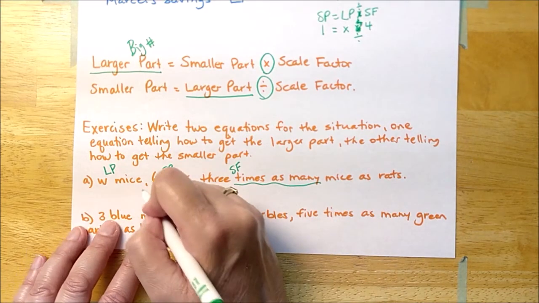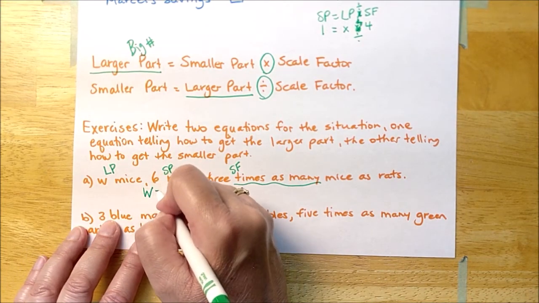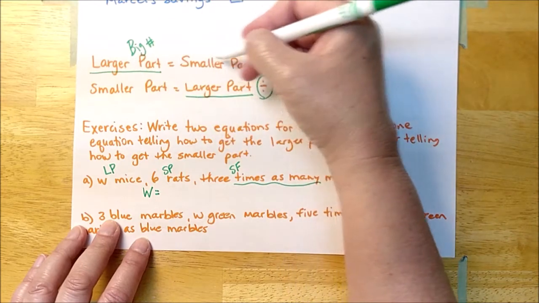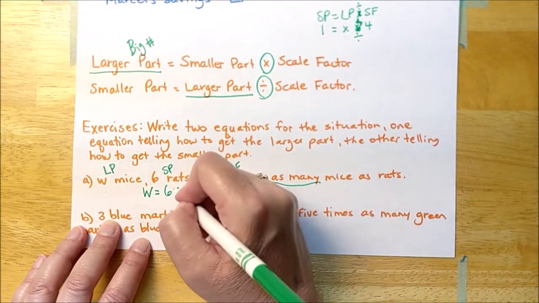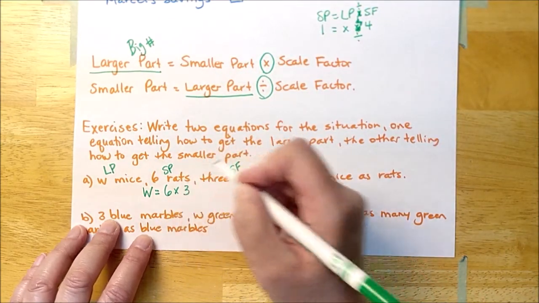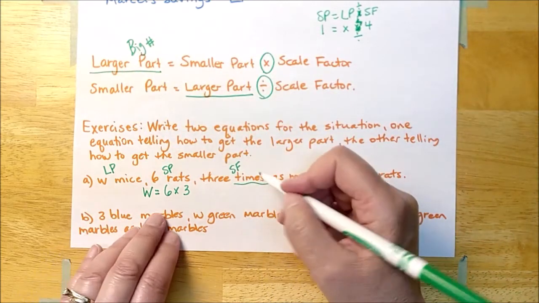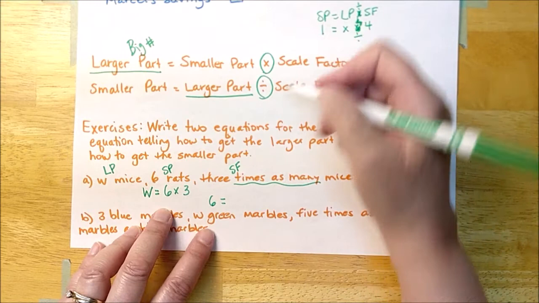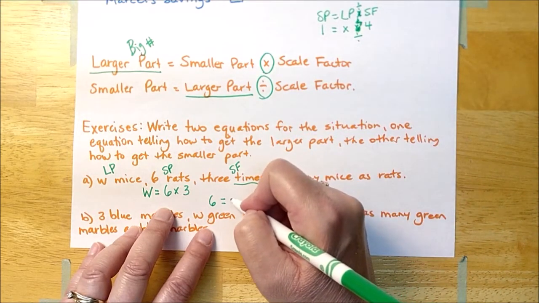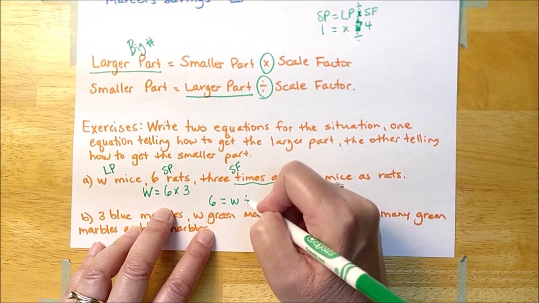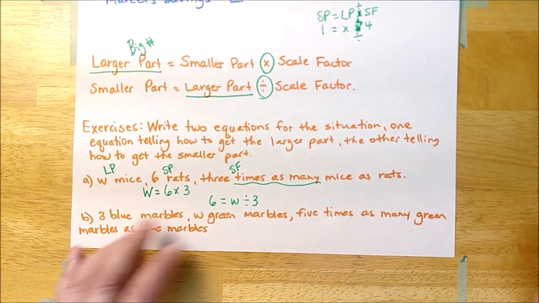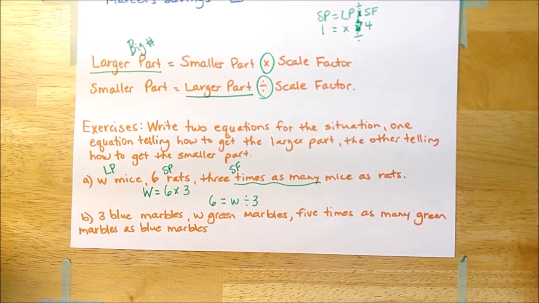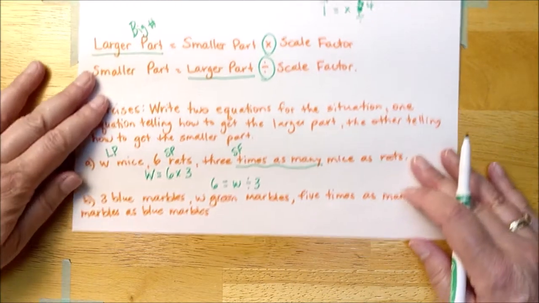So I need to do large part, which would be W equals, large part equals small part times scale factor, 6 times 3. And if I'm going to be figuring out my small part, 6 equals large part divided by scale factor. So my large part is, I don't know, divided by 3. So there's the 2 equations that I could make.